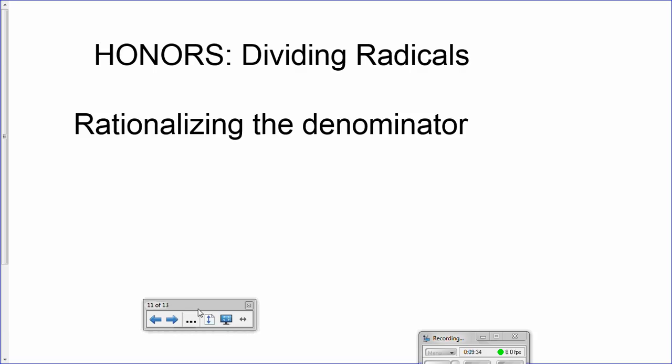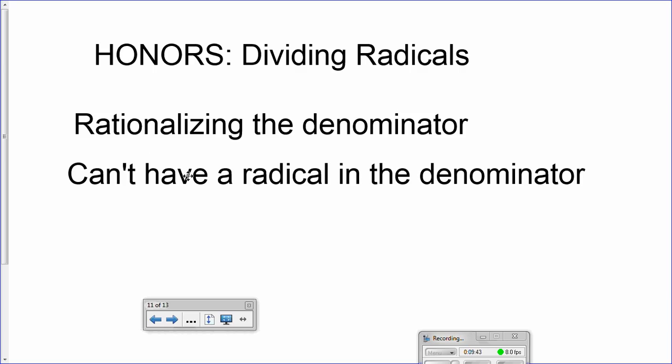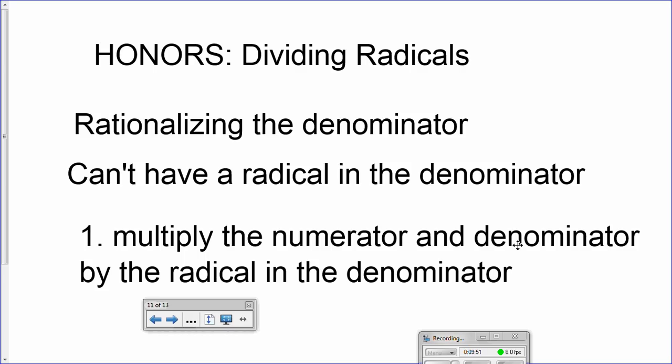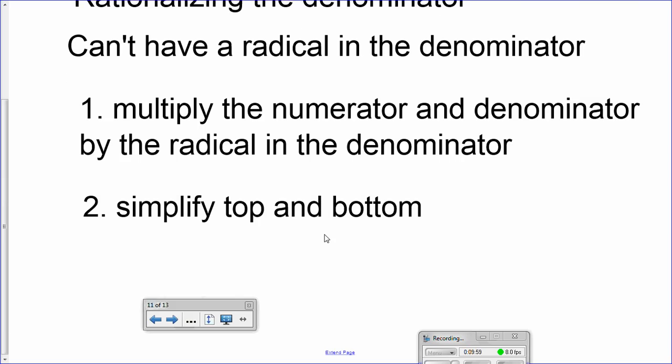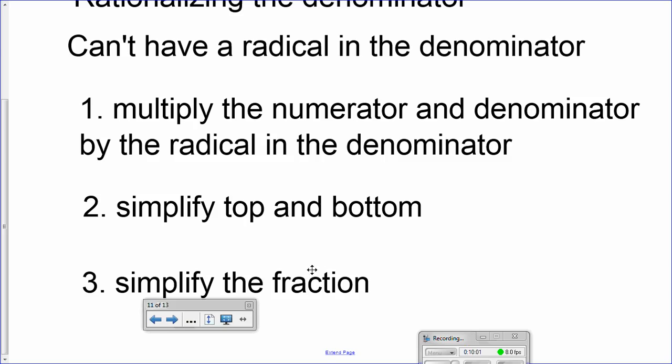Dividing radicals. Okay? It's also called rationalizing the denominator. Meaning, you cannot have a radical in the denominator. It's not okay. Just like you can't have a fraction in a denominator, it's not okay. Okay, so there's 3 steps. We multiply the numerator and the denominator by the radical in the denominator, so that way it kind of cancels out the bottom. We go ahead and simplify, and then we simplify the fraction as well.